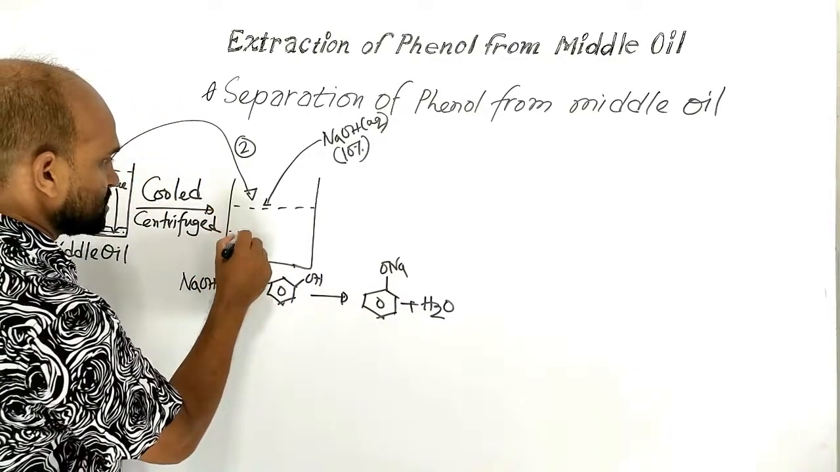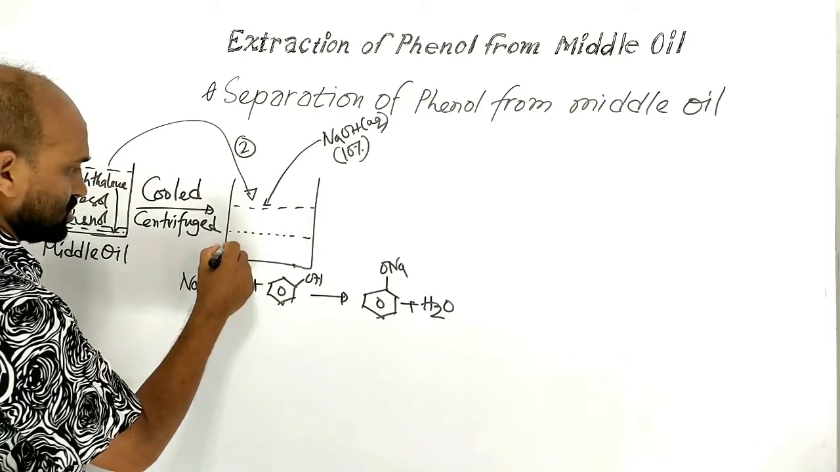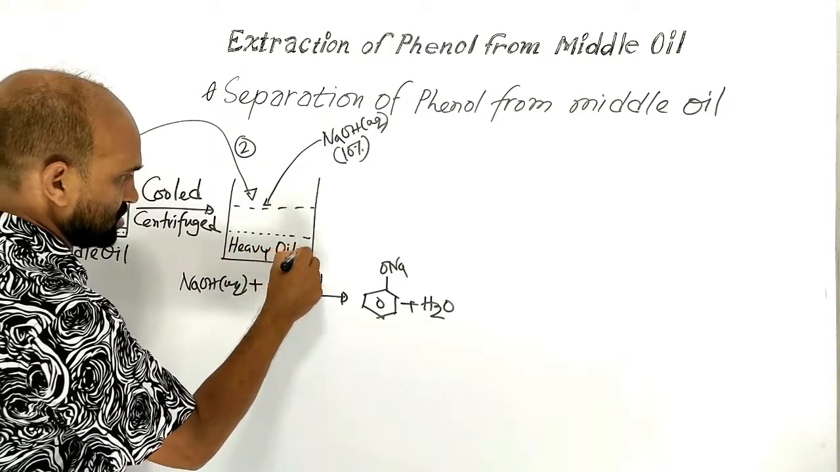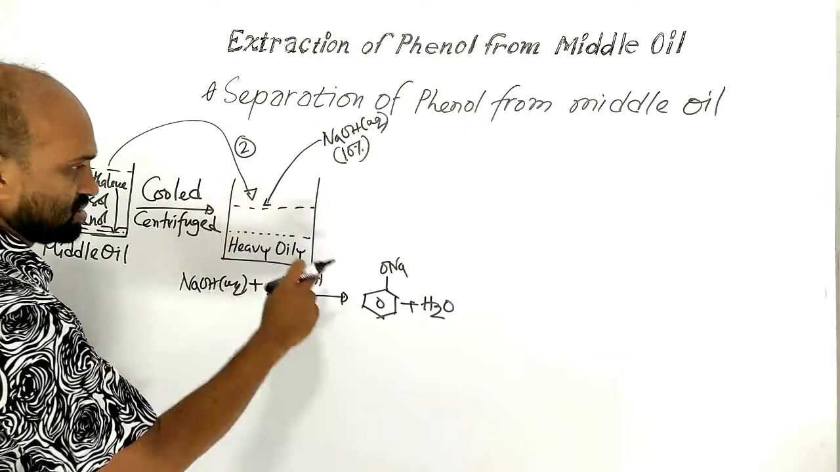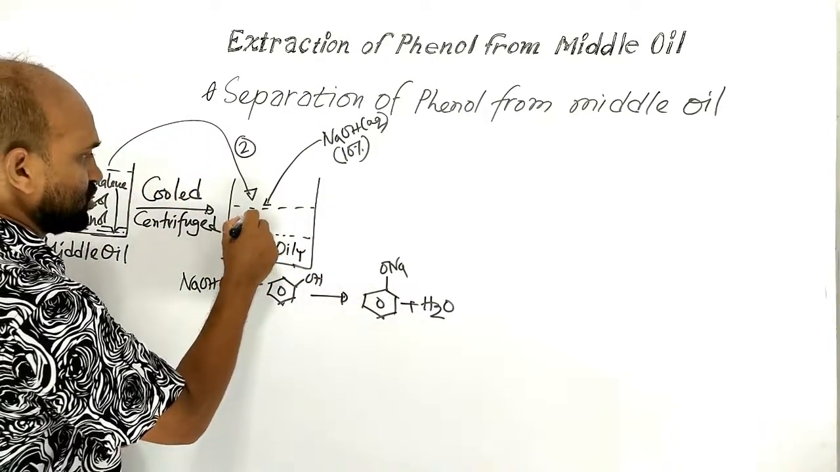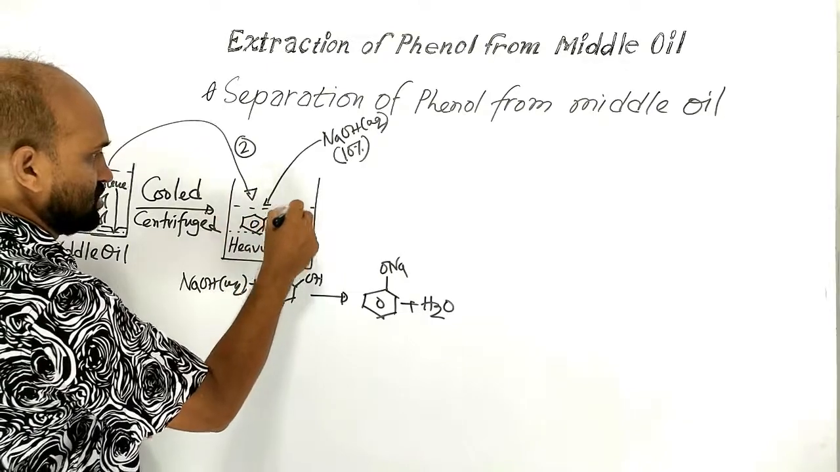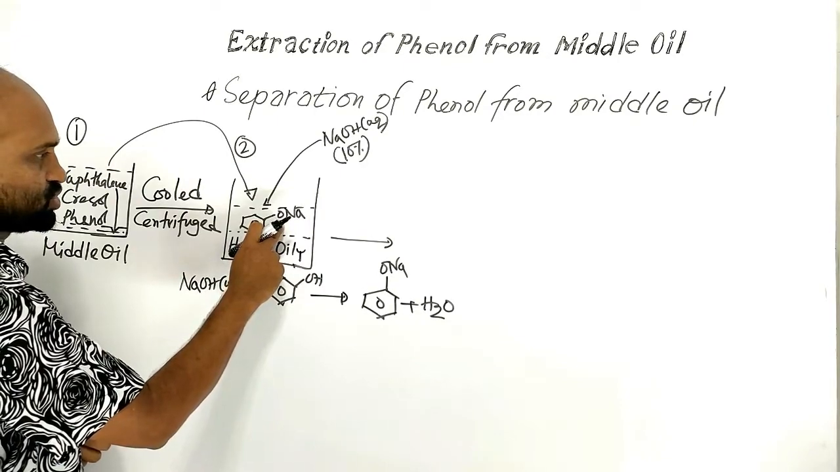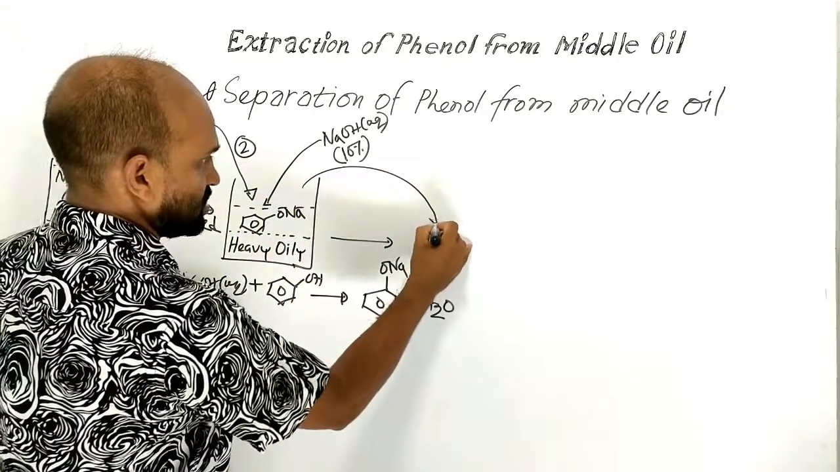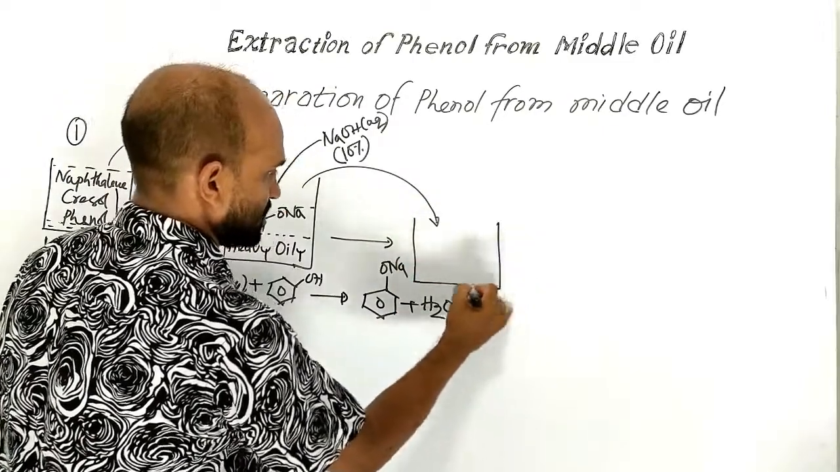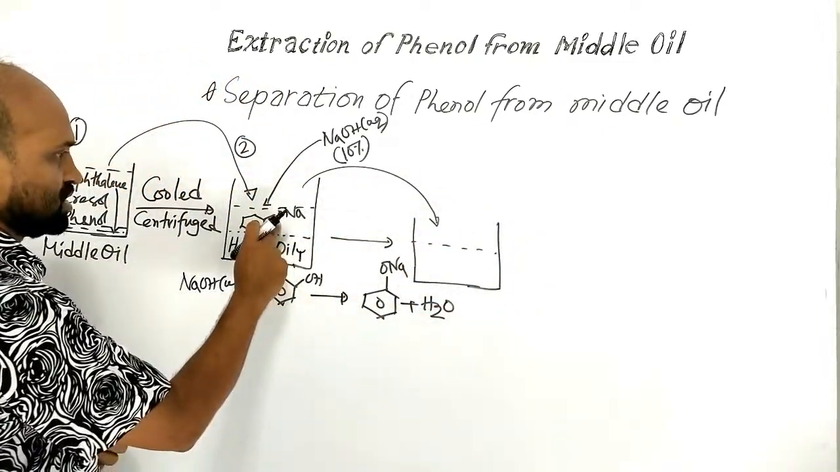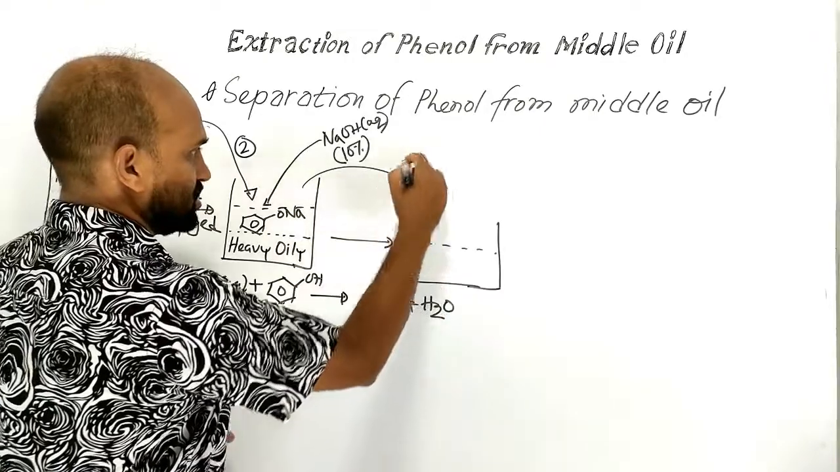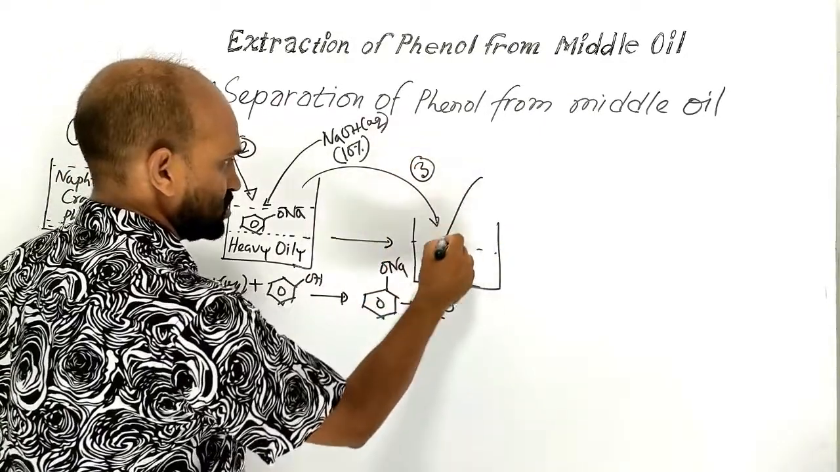Here, two layers are seen. The lower layer is a heavy oily layer, and the upper layer is aqueous solution of sodium phenoxide. Now, the upper aqueous layer of sodium phenoxide is decanted, separated to another vessel. When it is taken to another beaker, then step 3 is started.